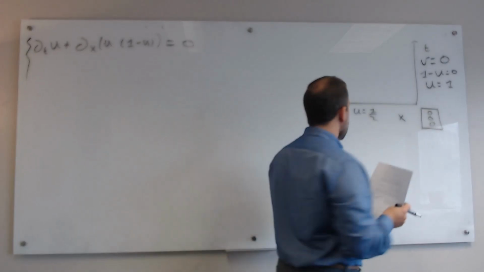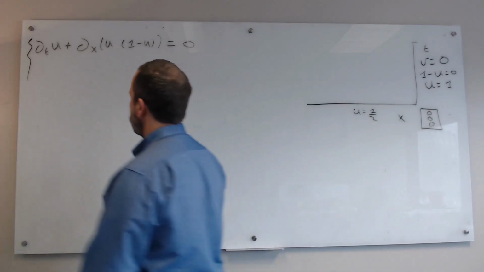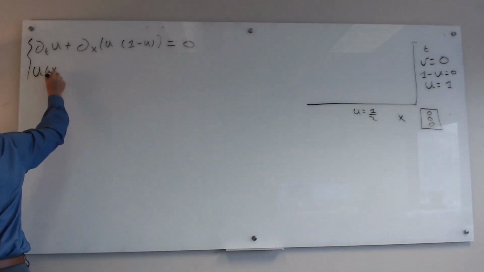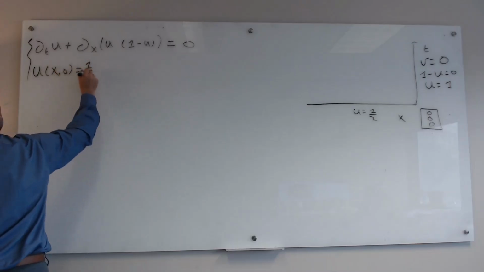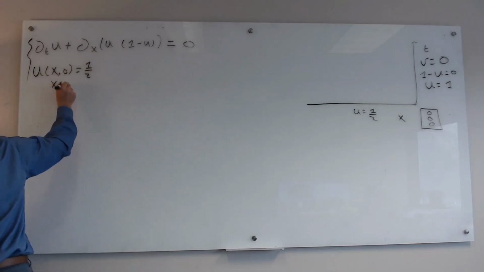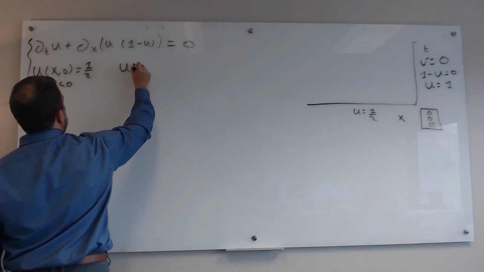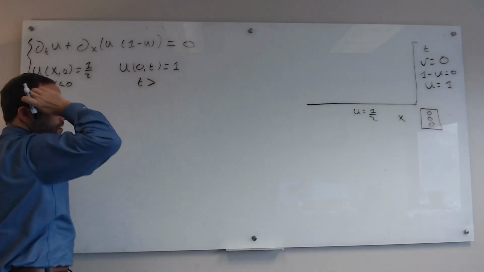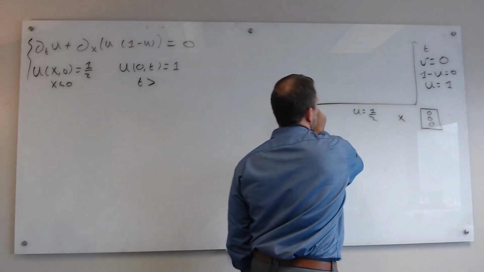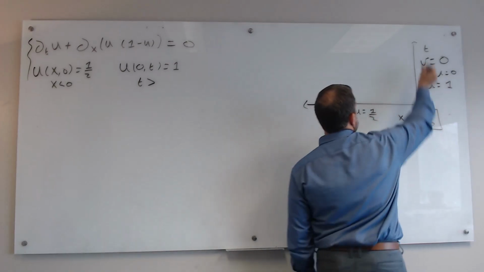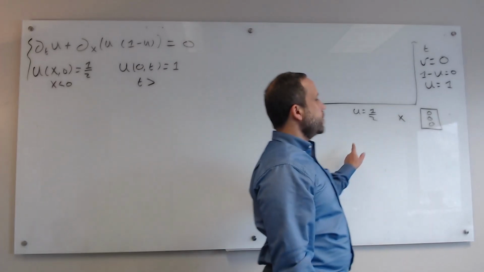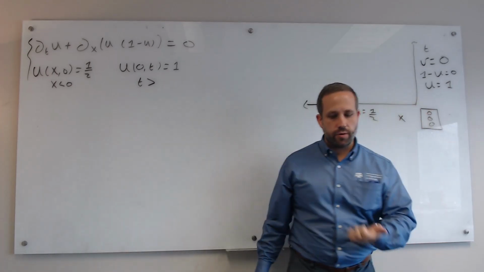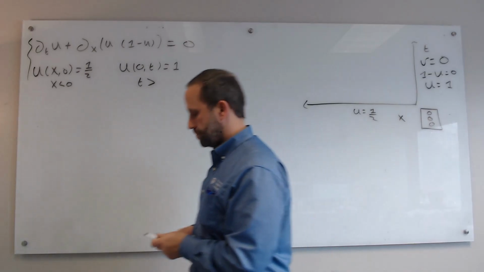Okay, so here's what we're going to do then. The first thing that we need to do is to record that information over here. So u of x,0 is equal to 1/2, and this is for x less than 0. And u of 0,t is going to be equal to 1, and this is for t greater than 0. And so our Cauchy curve is going to be the negative x-axis and the positive t-axis. And note that we do have a discontinuity. u is equal to 1 here and 1/2 here, so it's not continuous at the origin where they meet.